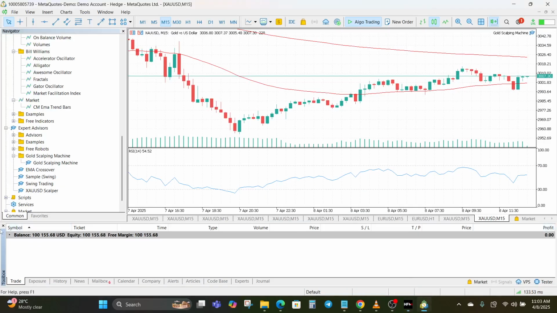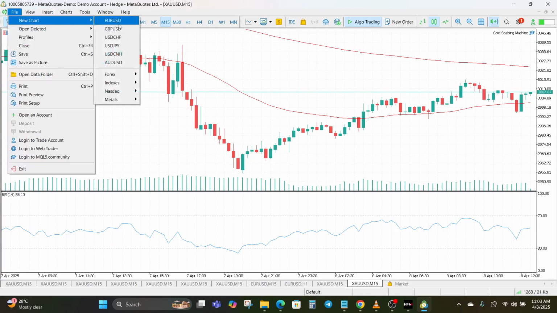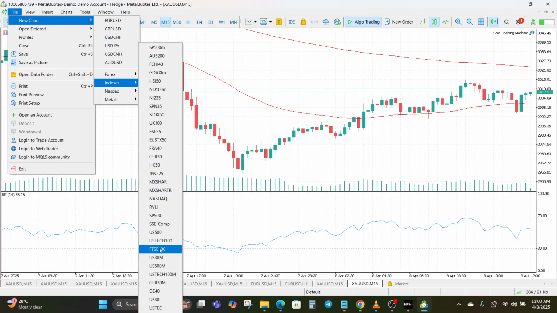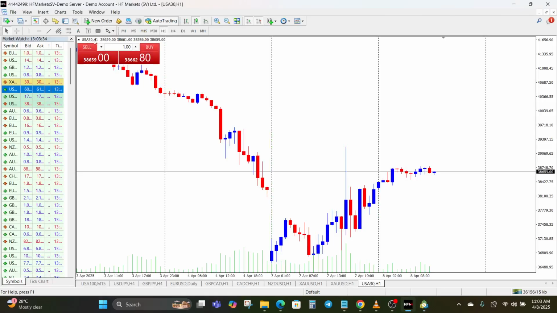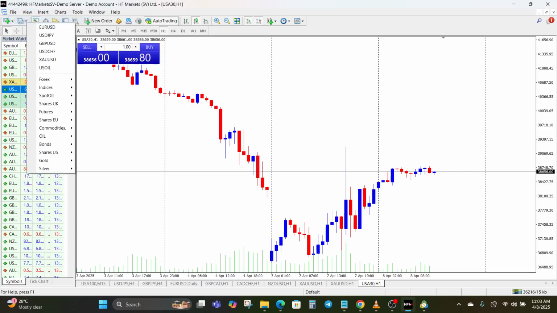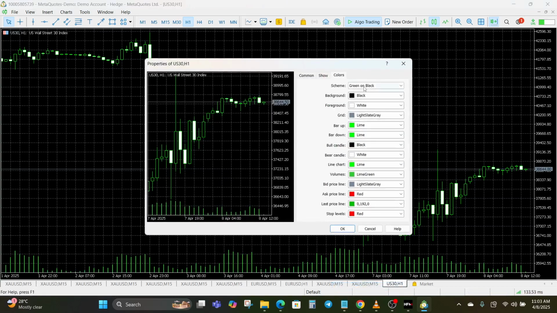Okay, let's check out MT5. Although this is the MetaQuotes demo account, let's see what name MetaQuotes gave it. It's also US30, but here we have USA30. You can see that this particular broker used USA30. It's the same index, the same asset. Depending on what your broker is using, you just add it onto your chart.